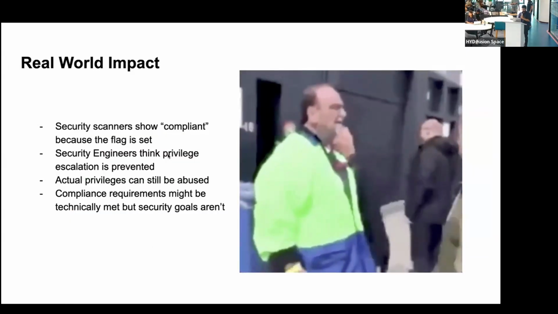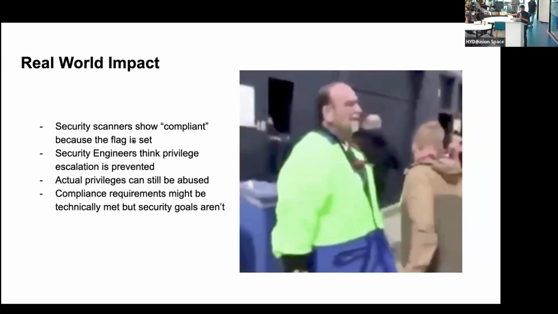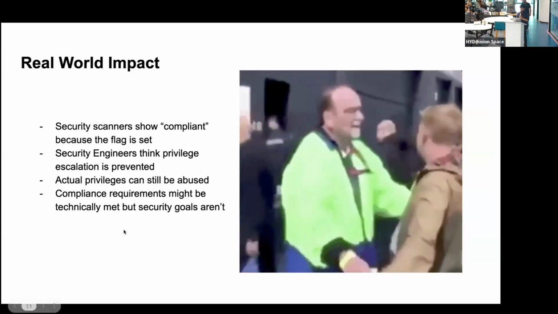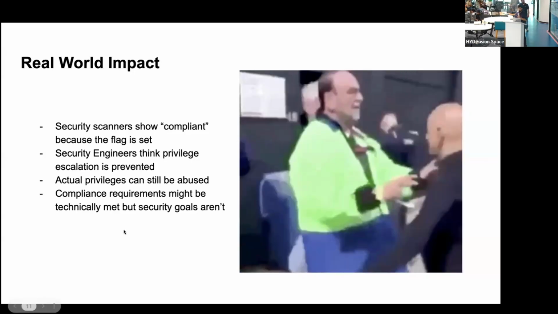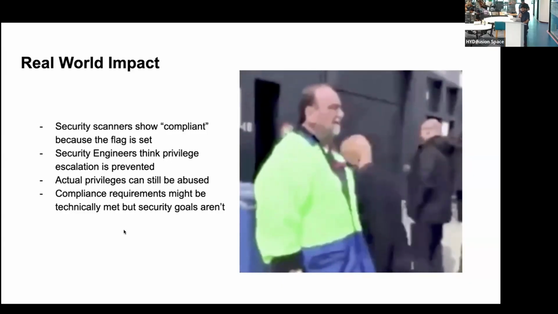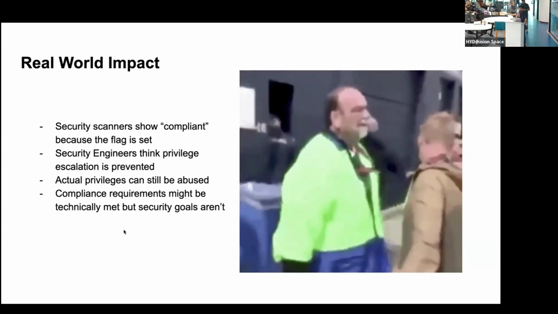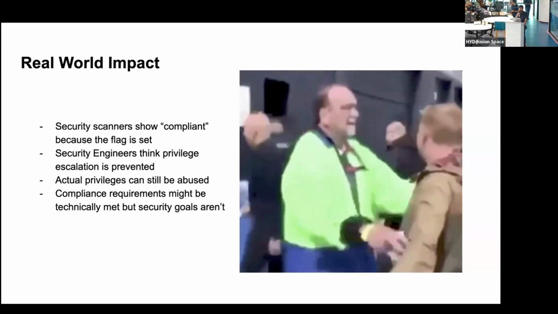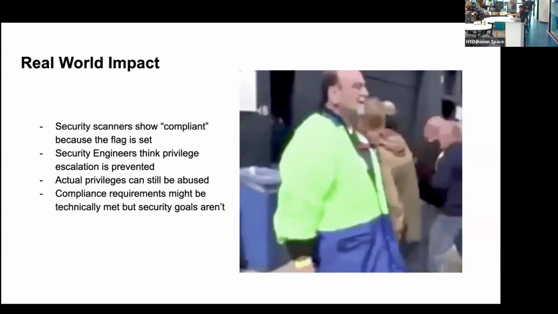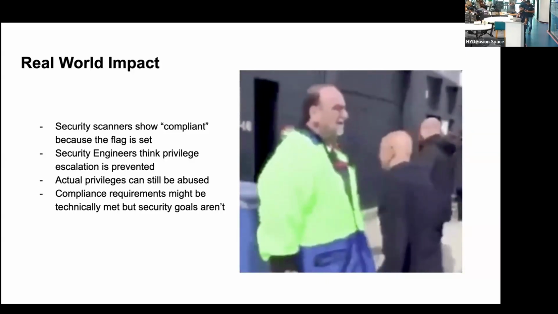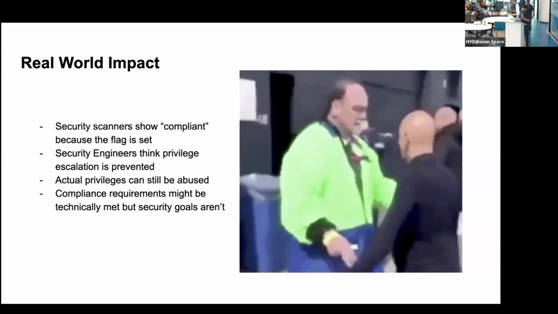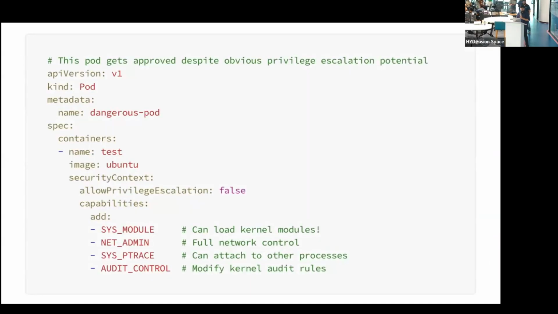What's the real world impact? Like I told, security scanners show you are compliant because the flag is set, and the CISO and security engineer think, hey, escalation is prevented. There's no escalation, yet actual privileges can still be abused. The goal of privilege escalation for an attacker is still possible, right? It's just like this guy doing security checks, and compliance requirements say, hey, you're all compliant, you get your PCI, SOC, GDPR, everything, but there's no security. There's only certification. So let me show you the source code.